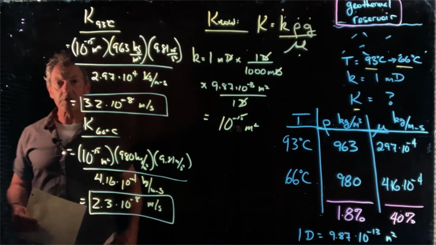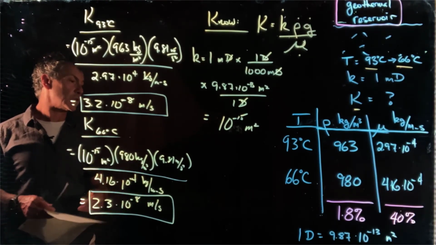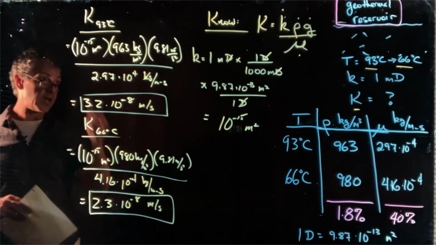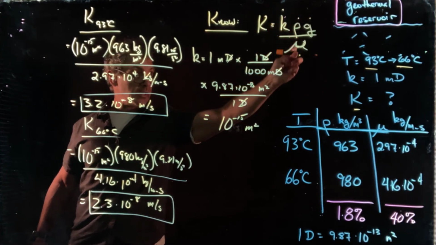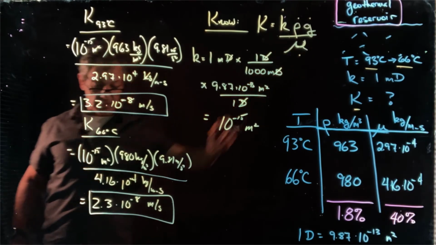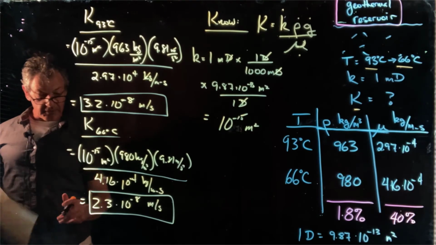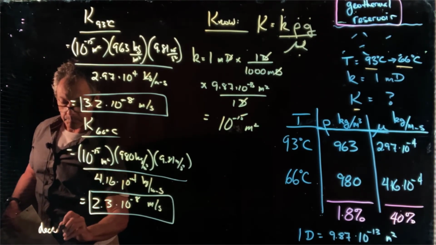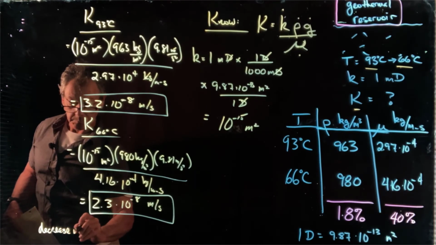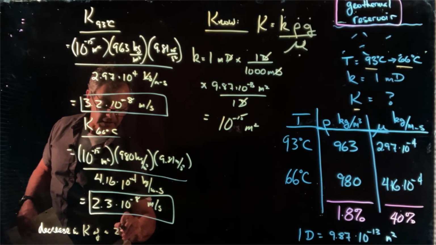The change in that hydraulic conductivity is not as much as the change in the viscosity, because our density change is increasing by 2% and our viscosity is changing by 40%. So the overall change is a little bit less. We have a decrease in hydraulic conductivity of about 25%.